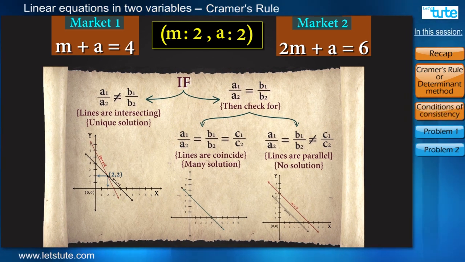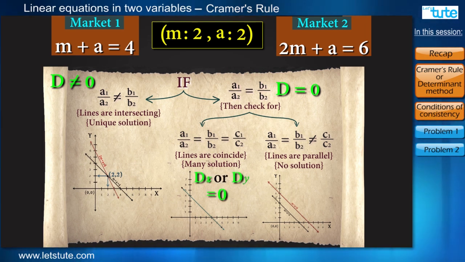This chart can also be explained in terms of determinants. Like when D is not equal to 0, we get a unique solution. And if D is equal to 0, then there are two possibilities. Now, to check whether the lines are coinciding or parallel, we'll check whether Dx or Dy is equal to 0 or not. So this is how we can solve two simultaneous equations by the determinant method and also determine the consistency.